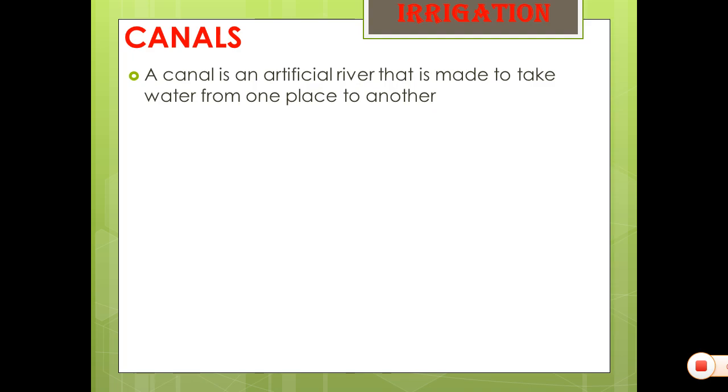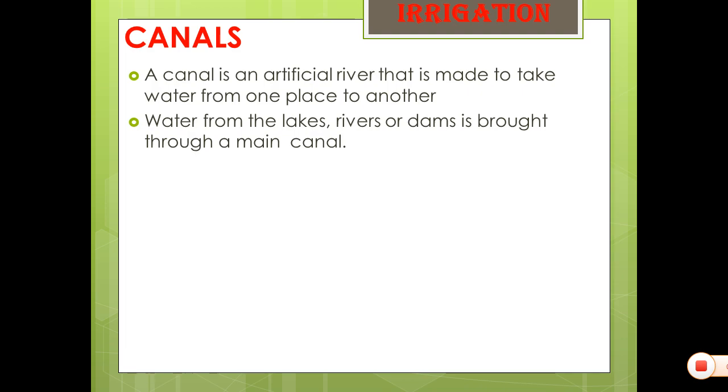In that, we are going to see the first one is canal. We know that we don't get proper water from the rain. We cannot store the water which is coming from the rain in every farm. So, a canal is an artificial river that is made to take water from one place to another. This is also used because there is scarcity of water because of less rainfall, and we don't have rivers everywhere. In a place where there is no river, the government has made an artificial river called a canal.